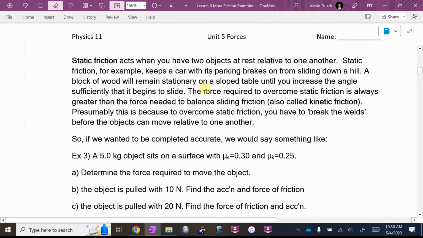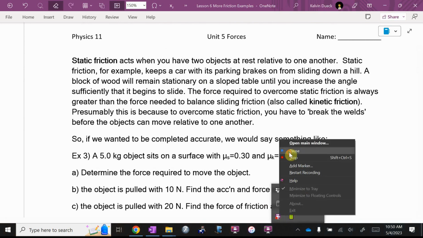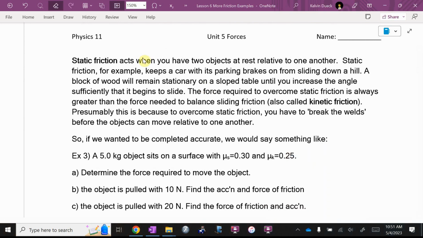Static friction acts. Oh, good morning. Pause for a second here. Friction acts when you have two objects at rest relative to one another. If both objects are at rest, we say if you push on it and it doesn't move, static friction is the force that's resisting you. It's as big as it needs to be to cancel out your little push until you go bigger than it can be. Then you'll win and start to accelerate.